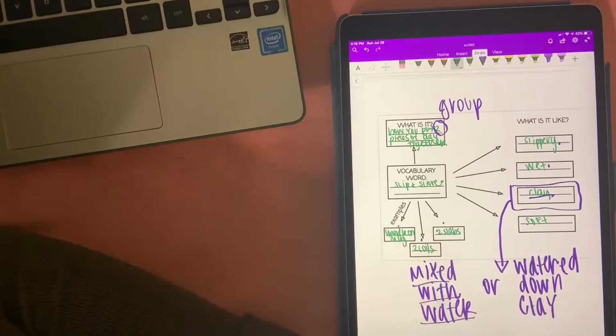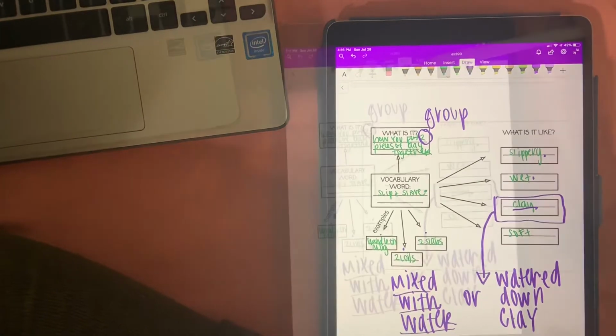I don't know, just pause it there. Okay.